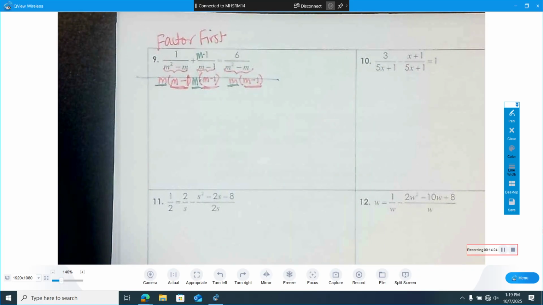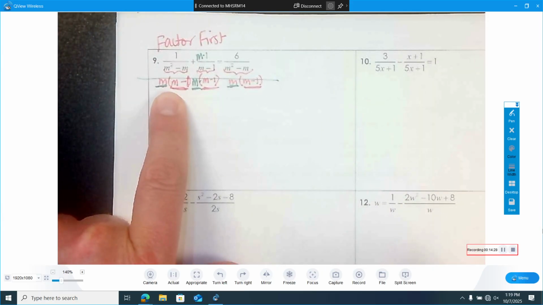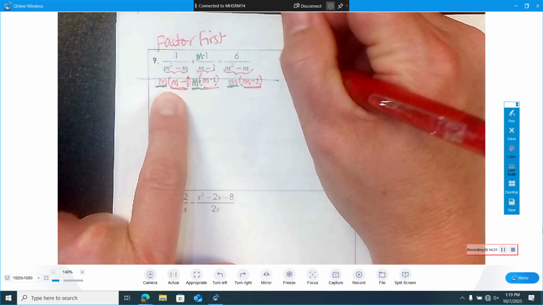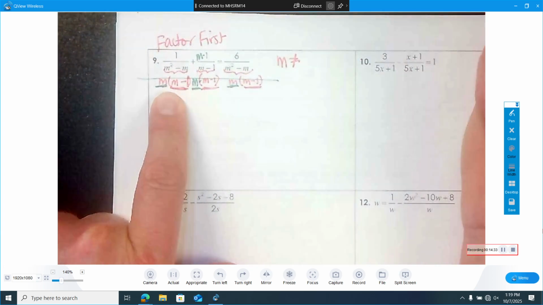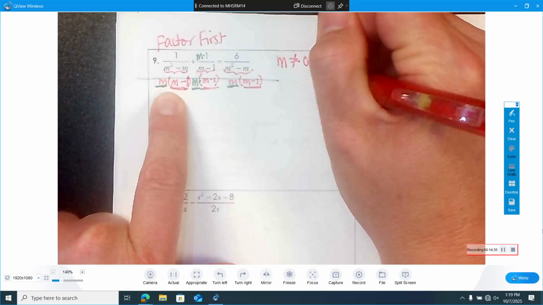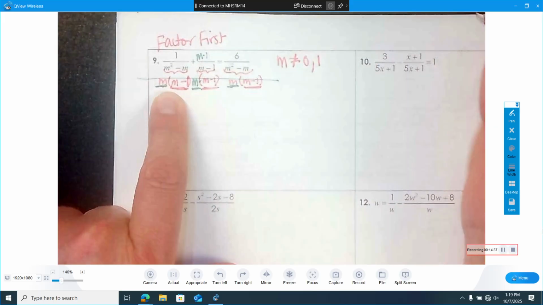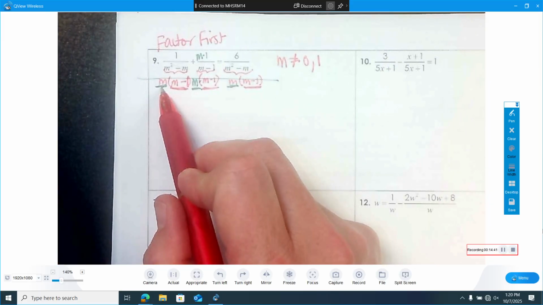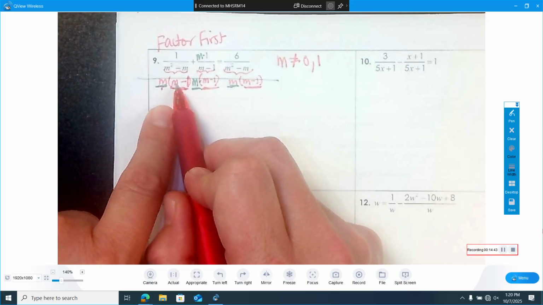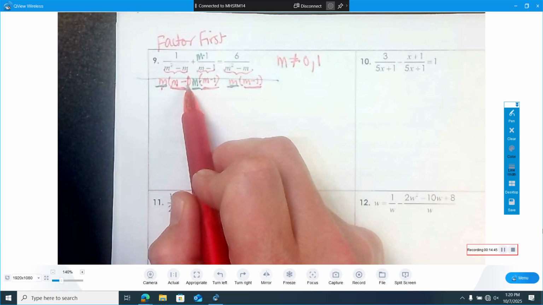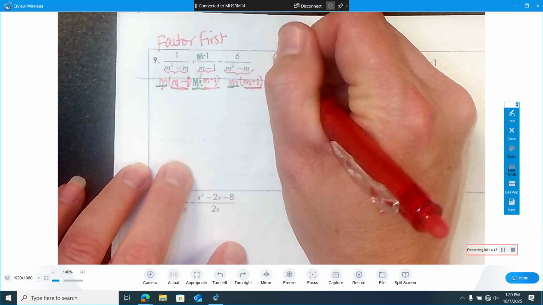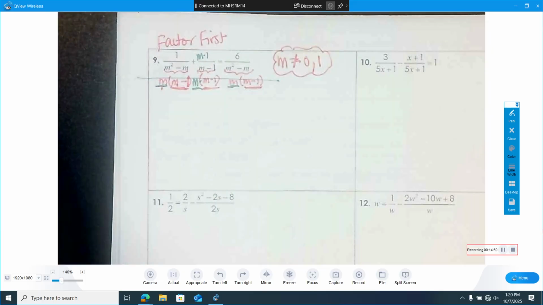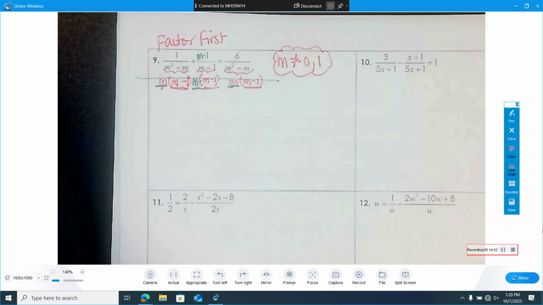But before I ignore them, can we write down, now that they're factored, what values is m not allowed to equal? 0 and 1. Yep. So if I plug in a 0 there, 0 times the whole thing is 0. If I plug in a 1 for m, 1 minus 1 gives me a 0. So there are 2 values right off the bat m is not allowed to be. And pay attention to that.